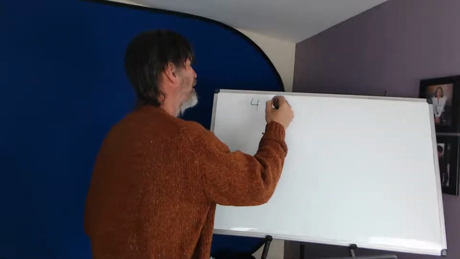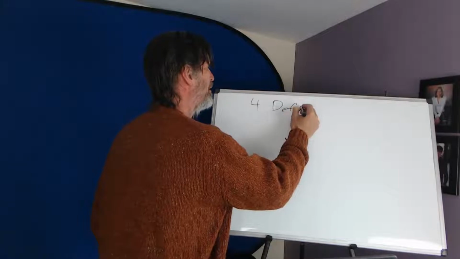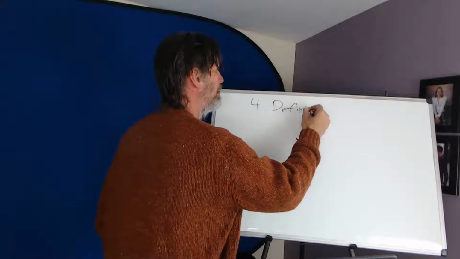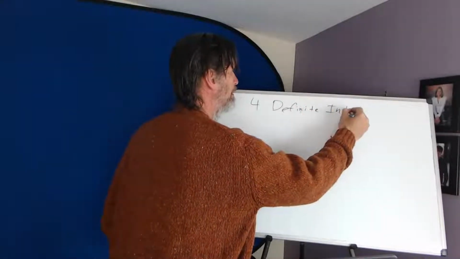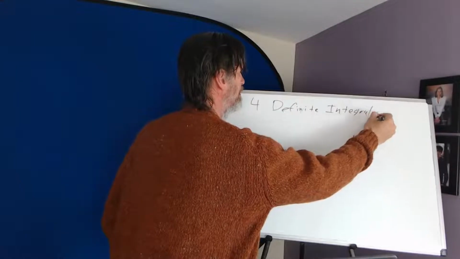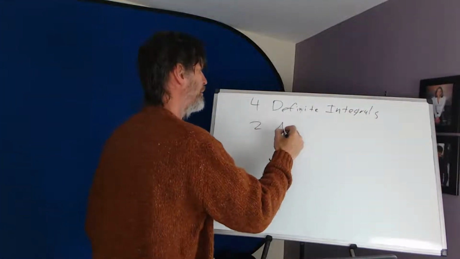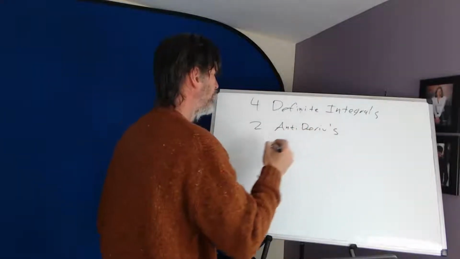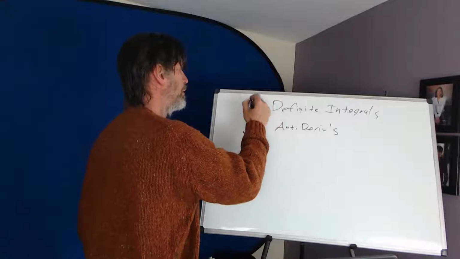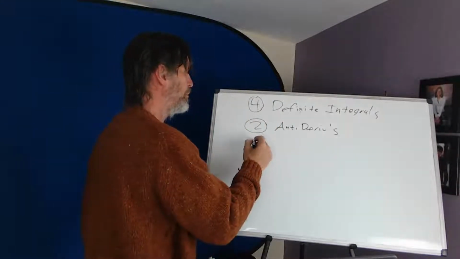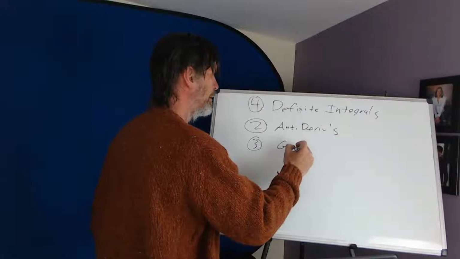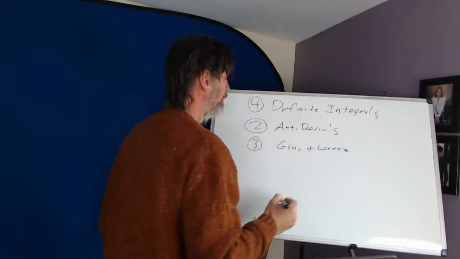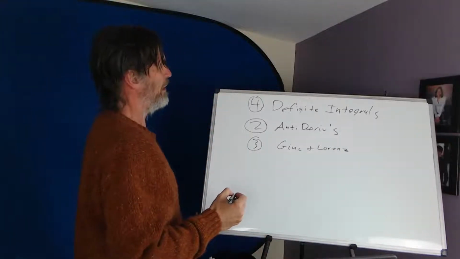We start with 4 definite integrals. Two antiderivatives. There's 3 questions regarding Gini index and Lorenz curve. Let's see, that's 5, that's 9.